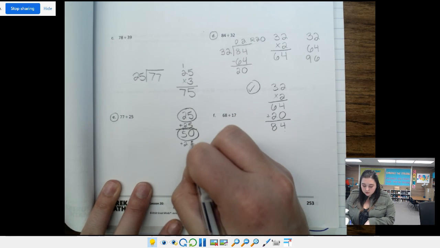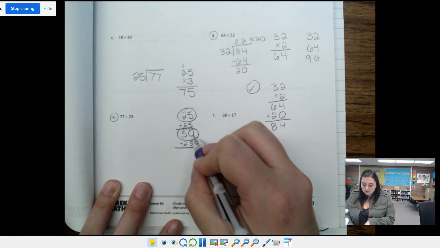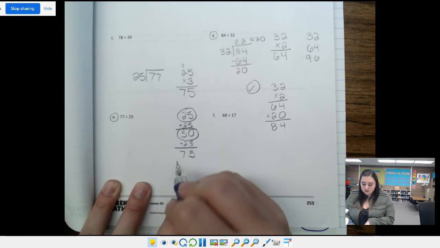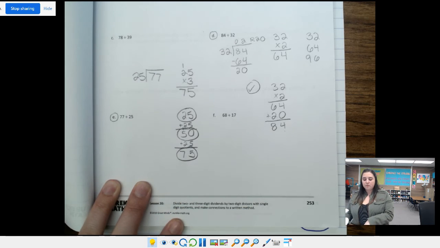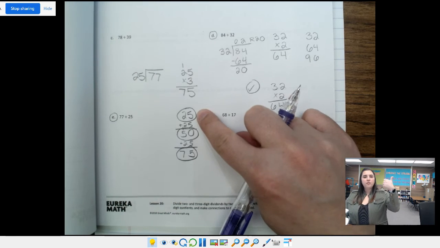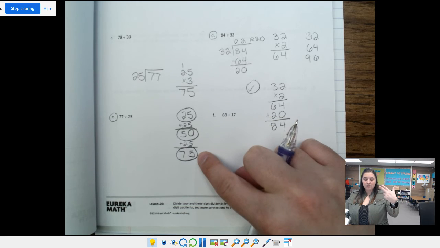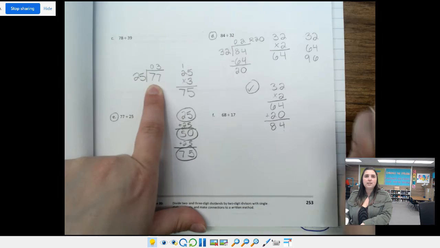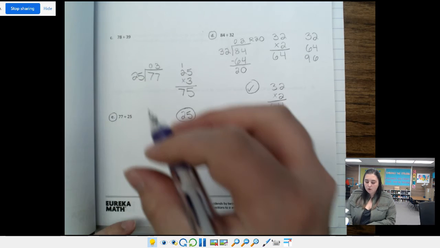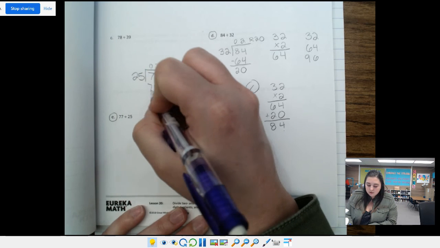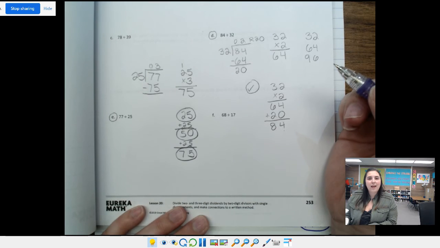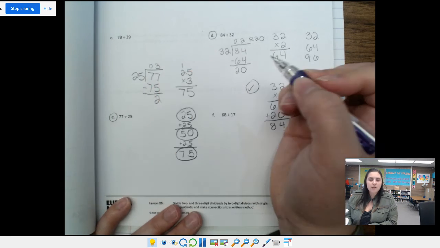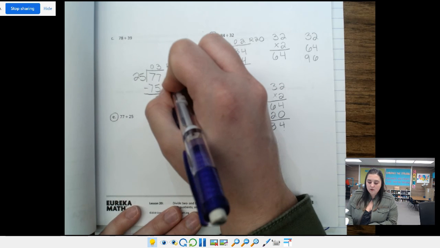Let's add another 25 to that. 0 plus 5 is 5. 5 plus 2 is 7. There's another group. So 25, 50, 75. It can go into 77 3 times, which got me to 75. How many did you have left over? 77 minus 75 is 2. So we have a remainder of 2.